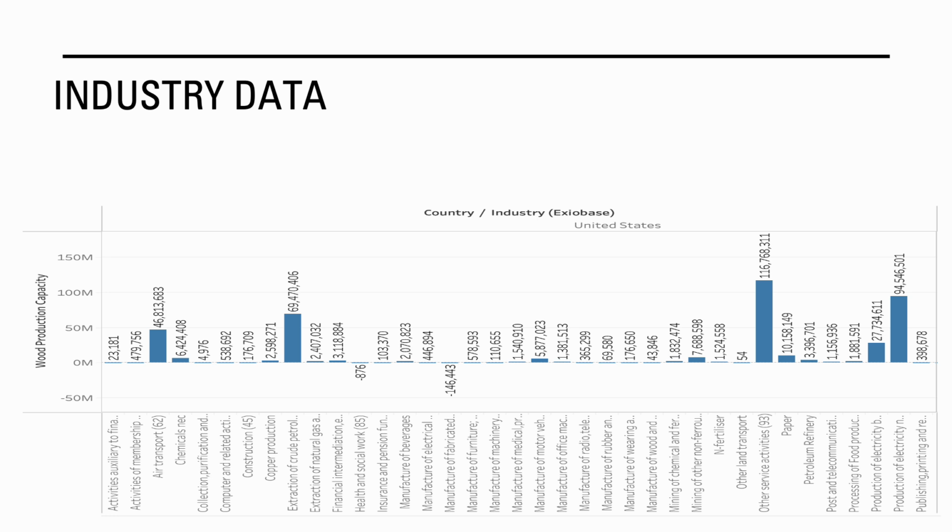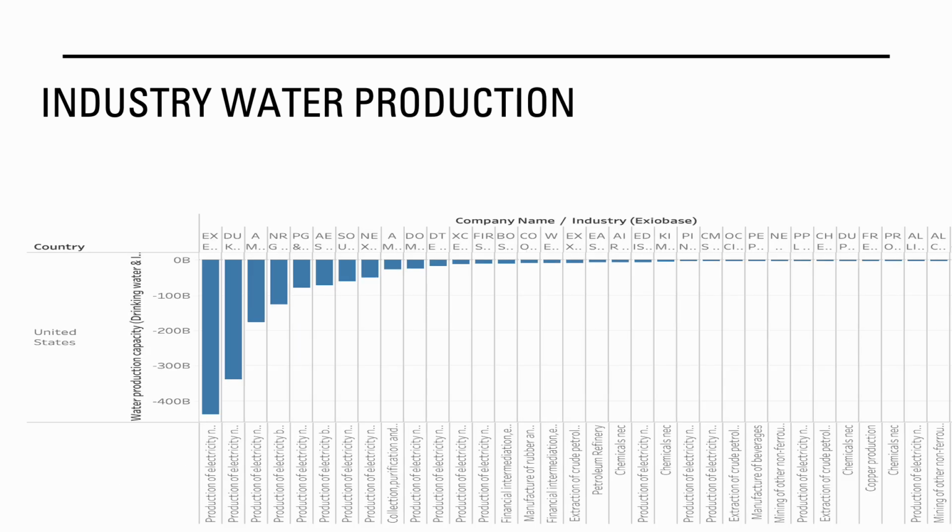The industry data is also represented in this data, and the wood production is climate change, air pollution, and land use. The United States is represented in this data, and the industries that are involved in the United States. The water production of each industry is represented in this, and the water production is climate change.